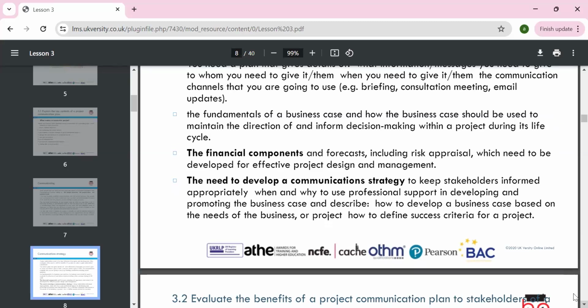Always try to manage risk. It can be financial, reputational, and more. Risk means the probability, the chance of happening. So as a project designer and manager, you need good communication with all the stakeholders. They need to develop the communication strategy and keep stakeholders informed, using professionals for developing and promoting the business case, and describe how they develop the business case based on the needs of the business.